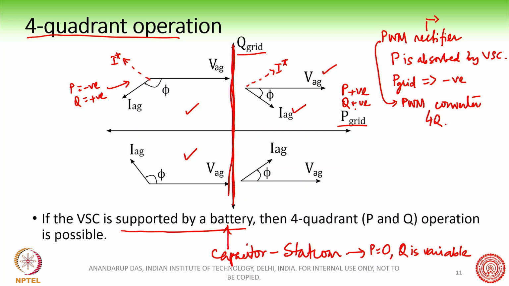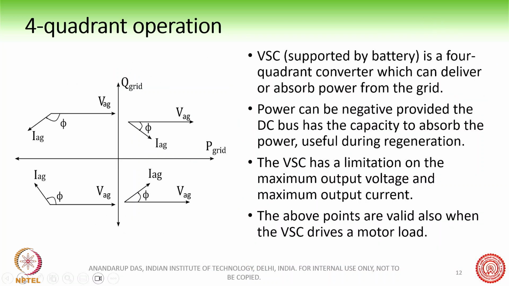If you do not have the energy source, like if you have a capacitor on the DC link, then you will not be able to do this, right? Then you will be only operating with P equal to 0 and Q as a variable thing. This is summarized in the following slide, where we say that a VSC supported by a battery is a 4-quadrant converter which can deliver or absorb power from the grid. Power can be negative provided the DC bus has the capacity to absorb the power. Now this is useful during regeneration.